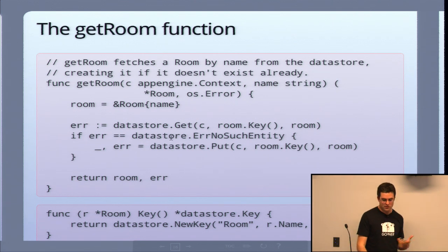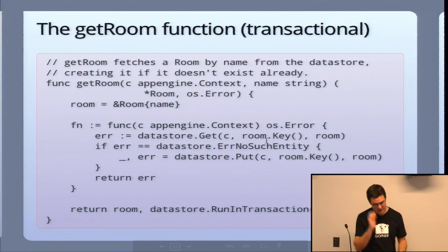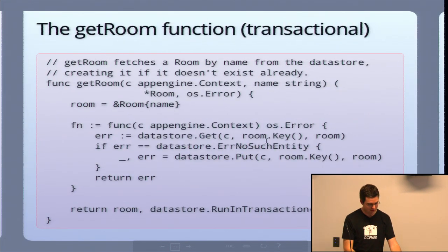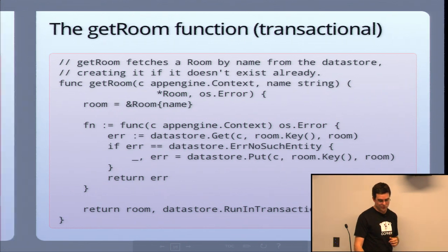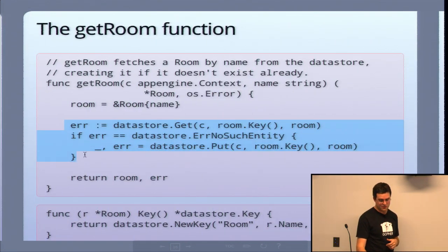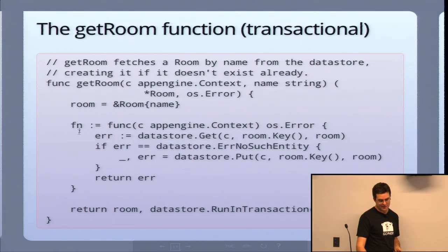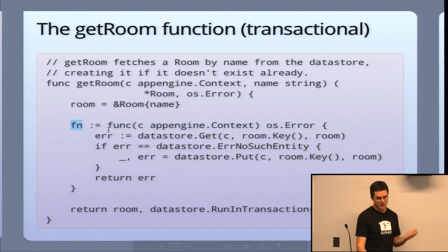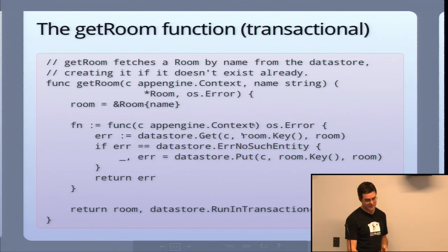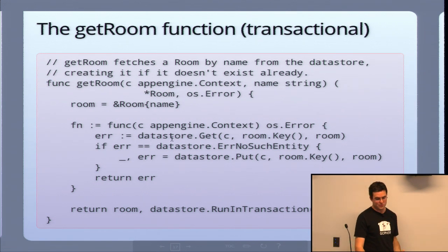So what I need to do is instead do this in a transaction so that I can have a consistent state. And fortunately, to do that in Go, it's really straightforward because Go has native support for functions as values, so closures as values. So you'll see this is the core of my function here, the get and the put statements. I take that and I put that inside a new function definition, fn. So this is a variable fn, which is a function that takes an AppEngine context and returns an error. And inside this function, all I do is do the get and the put and return the error value.